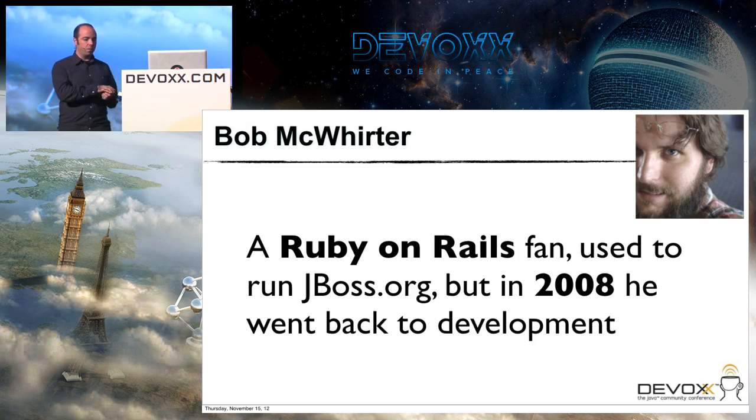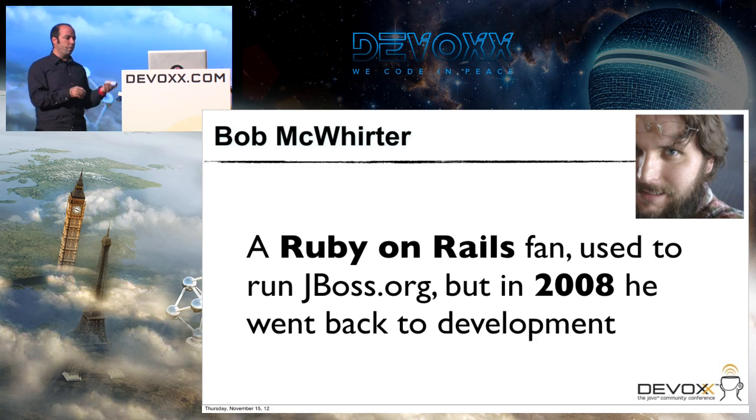And this is one of the things that Bob McWhirter thought back in 2008. Bob, who joined JBoss, I think, in 2007 or so, had been running JBoss.org. He also created the Groovy language, which is a language for the JVM. And he decided that in this year he would go back to development. Now, the problem is that he loved Ruby on Rails. So how many of you have used Ruby on Rails in the audience?